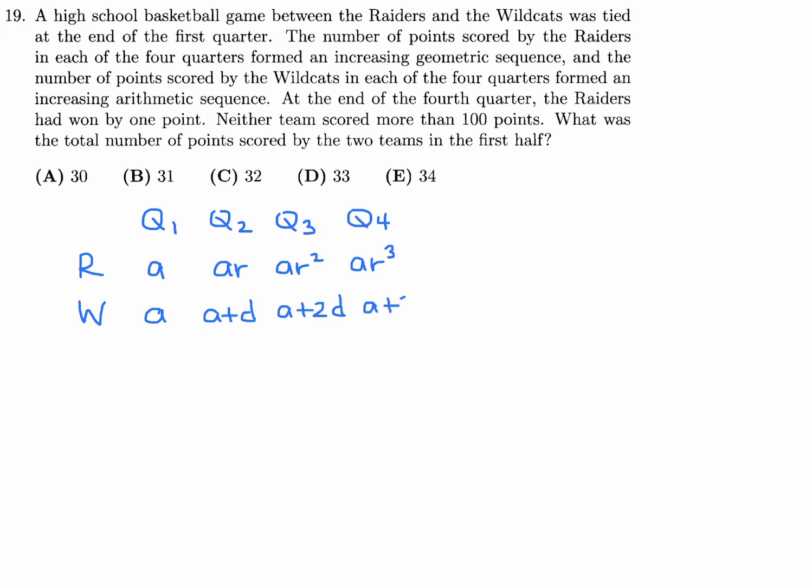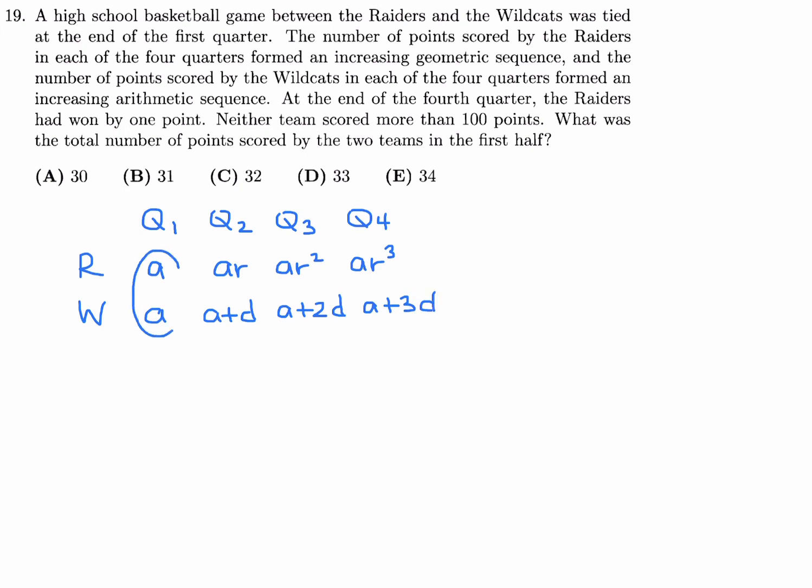So you have quarter 1, quarter 2, quarter 3, and quarter 4. And we have the Raiders and we have the Wildcats. Now the Raiders, their score is in the form of a geometric sequence. So that basically means it's A, AR, AR squared, AR to the 3rd. The Wildcats, their scores are in the form of an arithmetic sequence. So that's A plus D, A plus 2D, and A plus 3D.